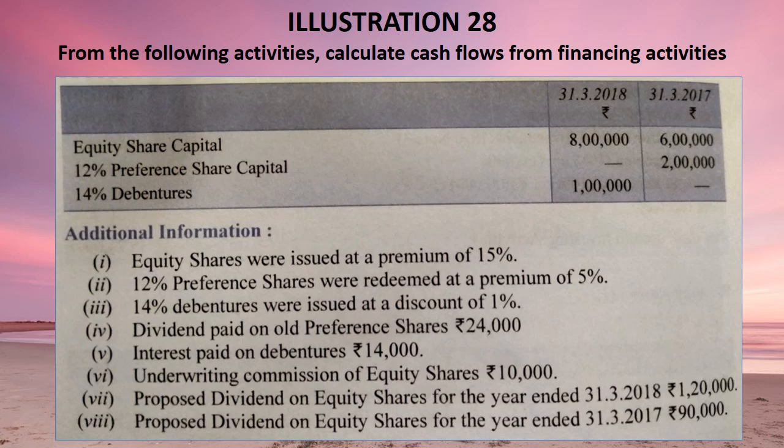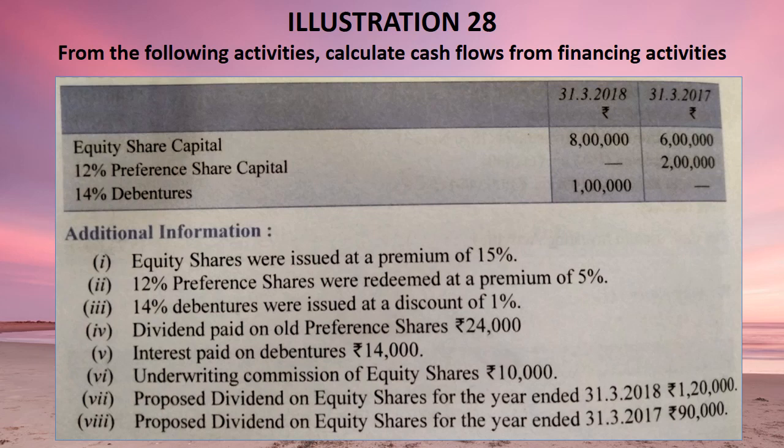Now move on to additional information. Point number 1. Equity shares were issued at a premium of 15%. It means 15% of rupees 2 lakh. This means you got rupees 2 lakh plus 30,000, so 2 lakh 30,000 you got. Second number, 12% preference shares were redeemed at a premium of 5%. See, they were 12% preference shares, but redemption is done at a premium of 5%, means 5% of rupees 2 lakh. Third number, 14% debentures were issued at a discount of 1%.